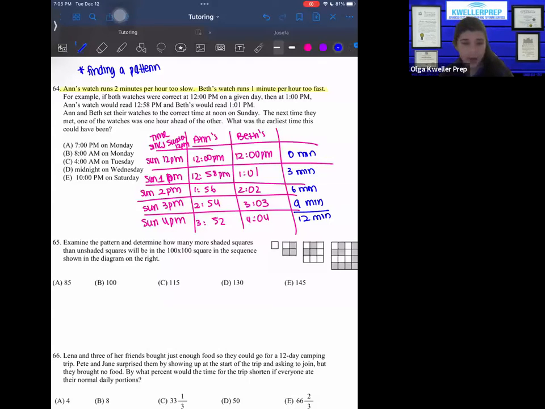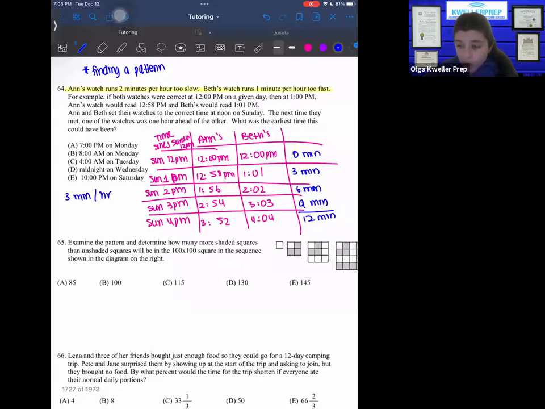So 3 minutes per hour, there's 60 minutes in an hour, right? So it's going to take them 20 of these iterations for them to be a full hour apart. Does that make sense? So 3 minutes per hour, but we want them to be 1 hour apart. So instead of 3 minutes, we want them to be 60 minutes apart, right? A full hour. That's going to be times 20 on this side, so in 20 hours. So in 20 hours from Sunday noon, that's when we're going to have an hour apart.